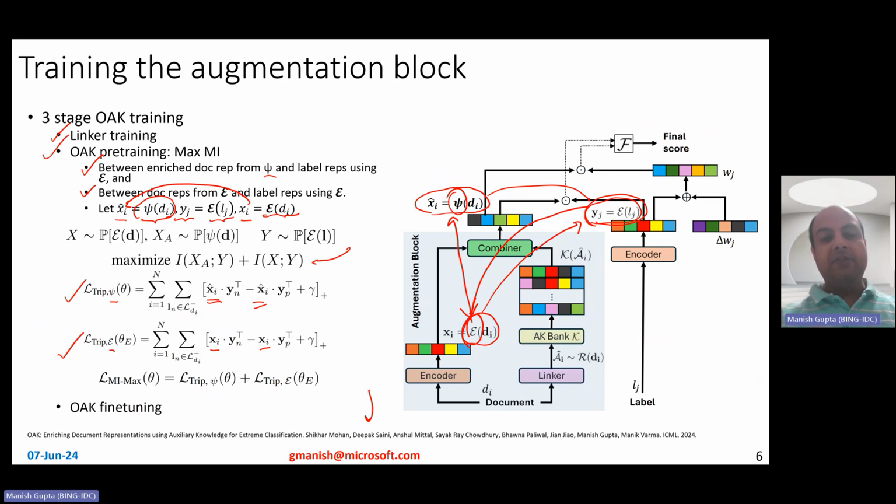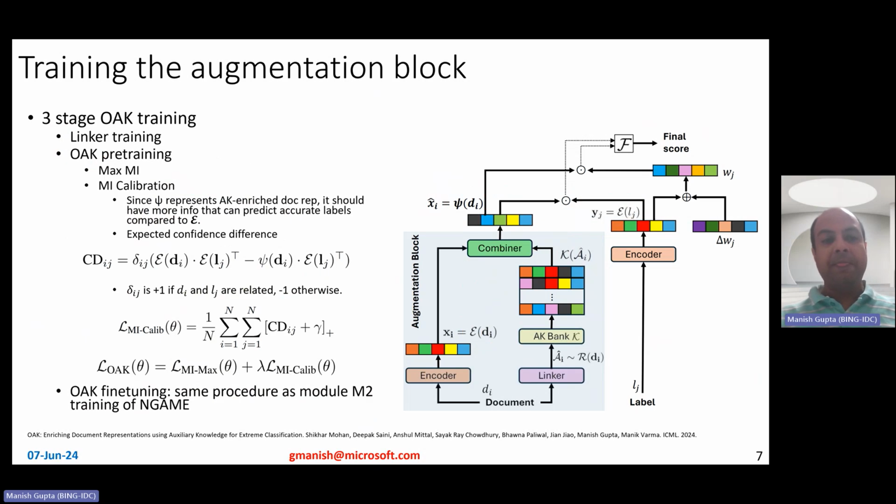Of course, you want to do triplet loss by maximizing the similarity with the relevant label and minimizing the similarity with a non-relevant label by a margin gamma. So the overall loss is the triplet loss for the enhanced representation plus the triplet loss for the encoder representation for the document. Now we have done this maximization of MI, but that's not enough. We actually do one more step of mutual information calibration.